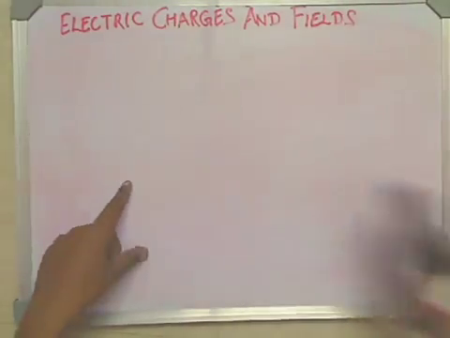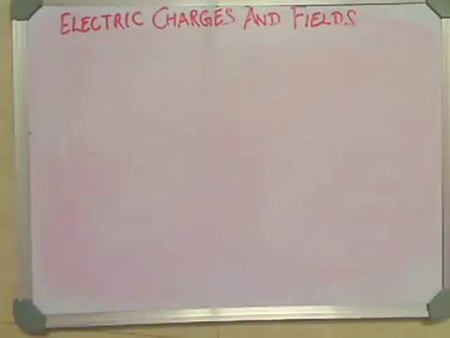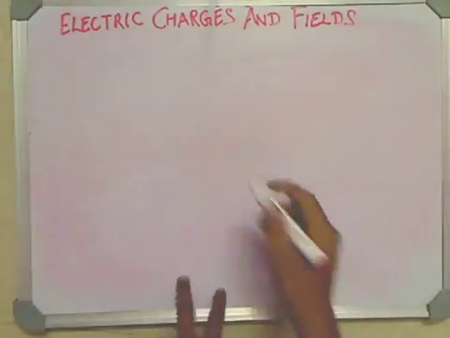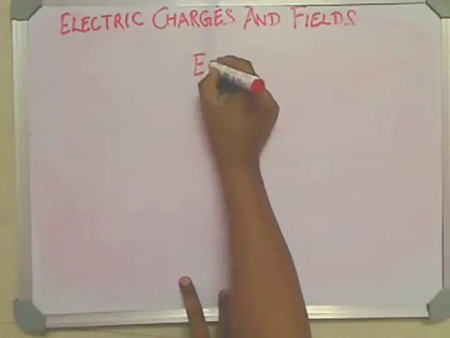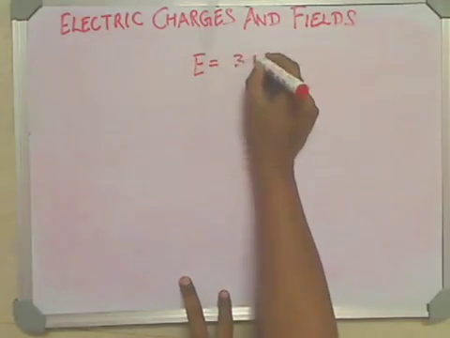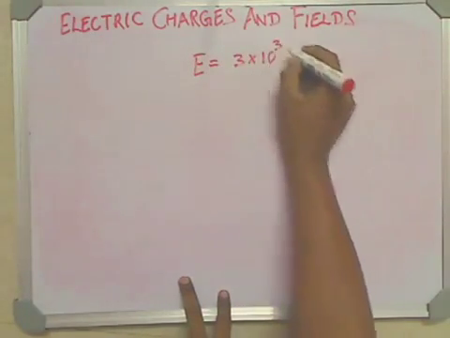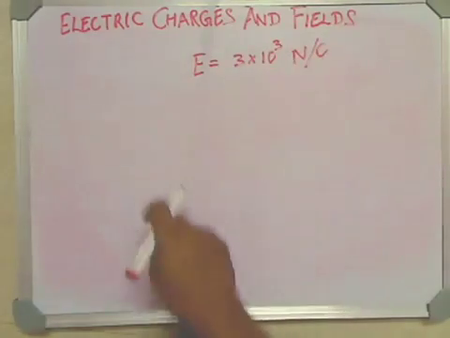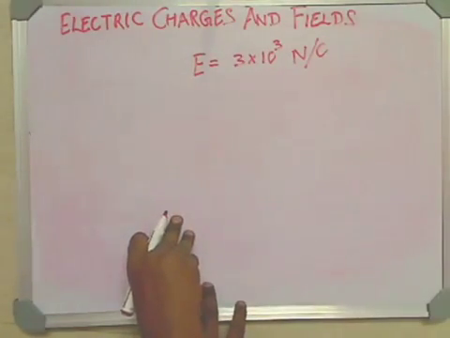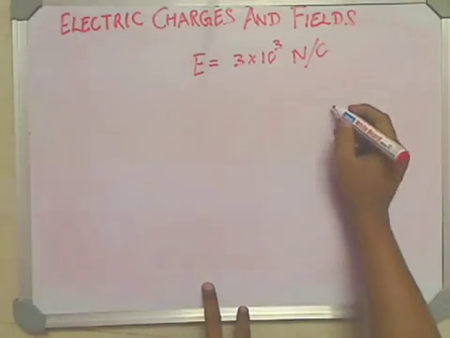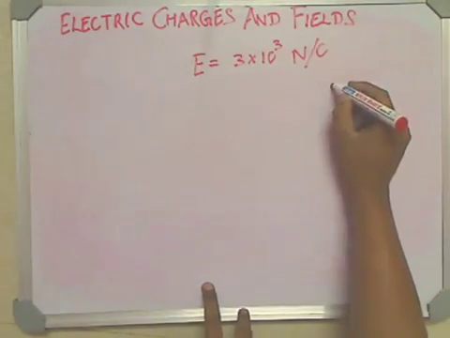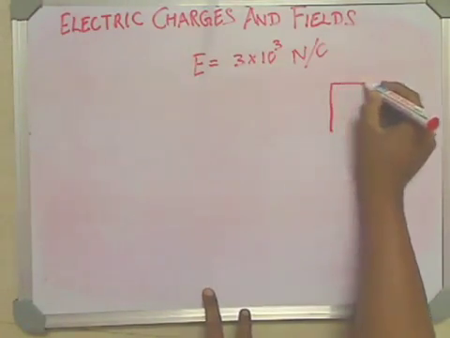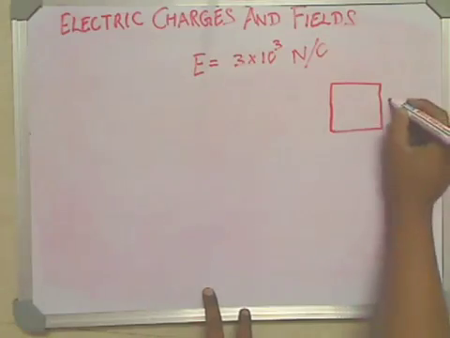Okay. Now the first problem here: consider a uniform electric field which measures 3 × 10^3 newtons per coulomb. What is the flux through this field through a square of 10 centimeters on a side whose plane is parallel to the XY plane? Okay, a square of 10 centimeters.